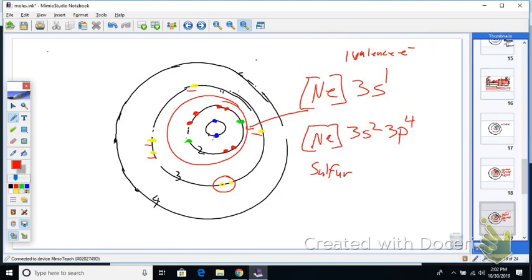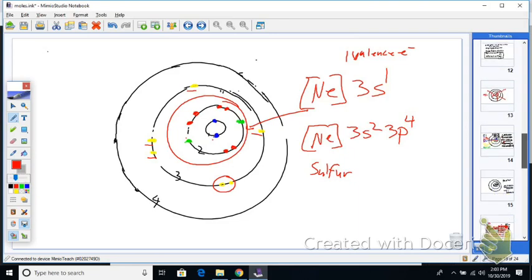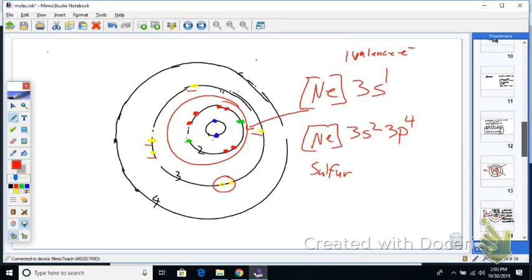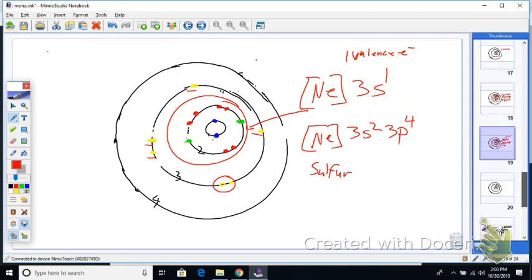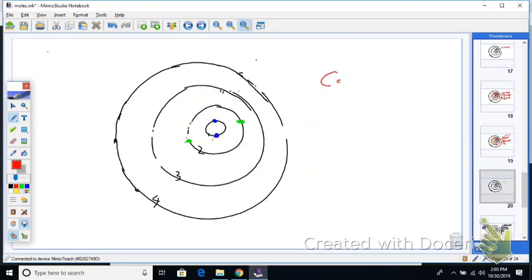So I'm going to have you do 2 last ones. We're going to do 2 last ones. See if you can do calcium. Okay, and then I call it the shorthand, but they call it the noble gas configuration. So you'd find the noble gas above calcium, and you would put that in brackets, and then that's your starting point.